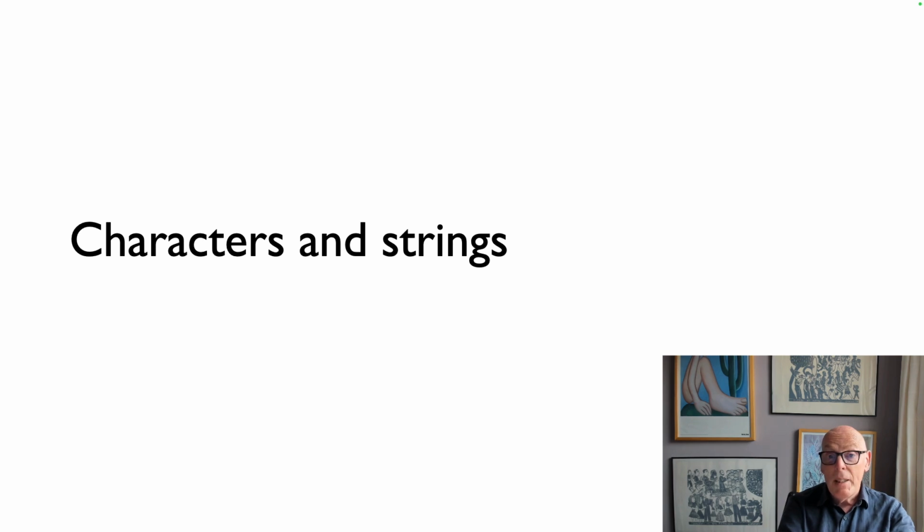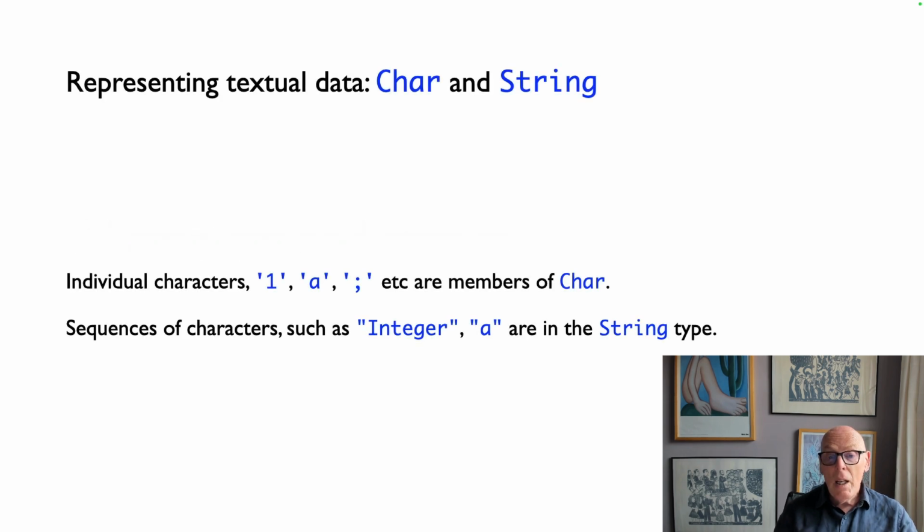What I want to talk about in this segment are characters and strings, which is the way we represent textual information inside Haskell. A character is a single letter or digit, and a string is a sequence of these things. And this is how we can communicate meaningful information to a human reader of output from a program.